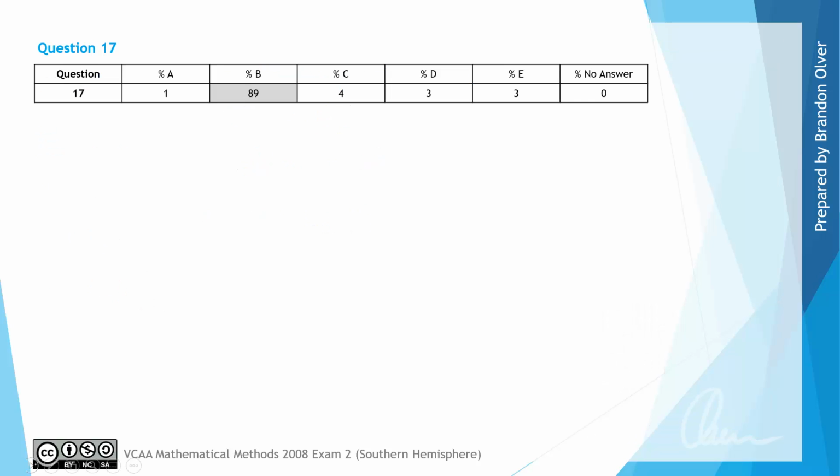From the examiner's report, we can see that this question was done really quite well in the exam, with 89% of students getting this question correct.